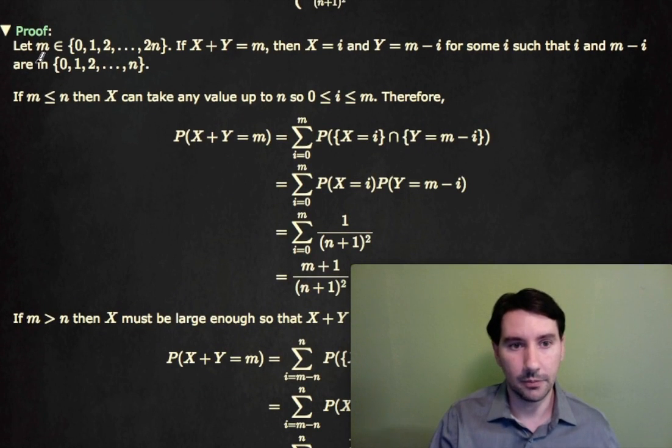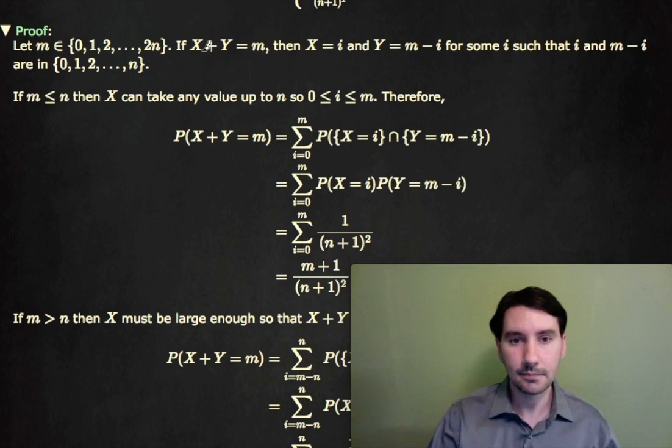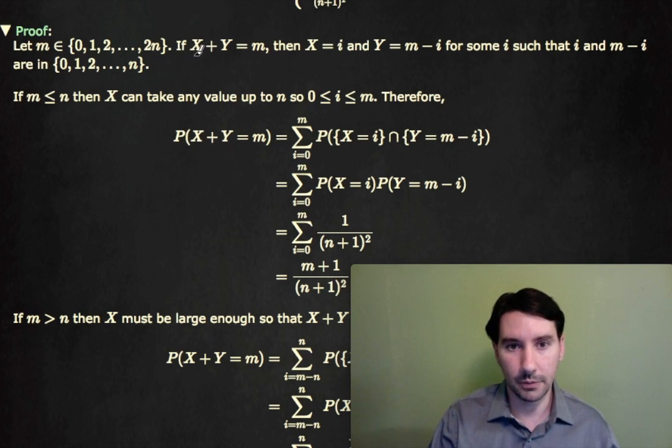So for the proof, first notice that m has to be between 0 and 2n, because X and Y are at lowest 0, so X plus Y must be 0 at least, and at most it's 2n because X and Y can each at most be n, so X plus Y can at most be 2n. Also, for X plus Y to equal m, X must equal i, and Y must equal m minus i for some number i, and that way i plus m minus i equals m.